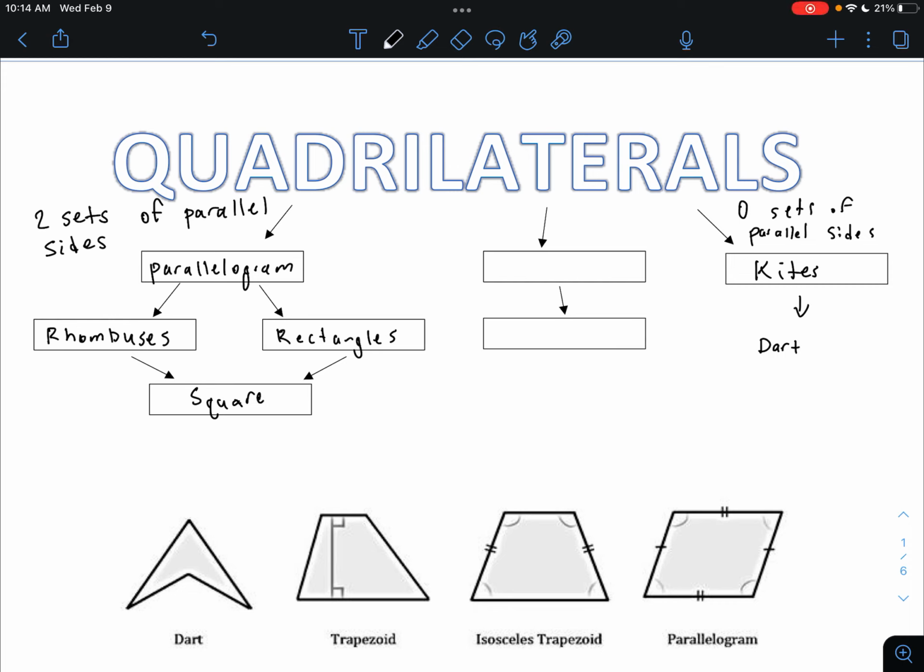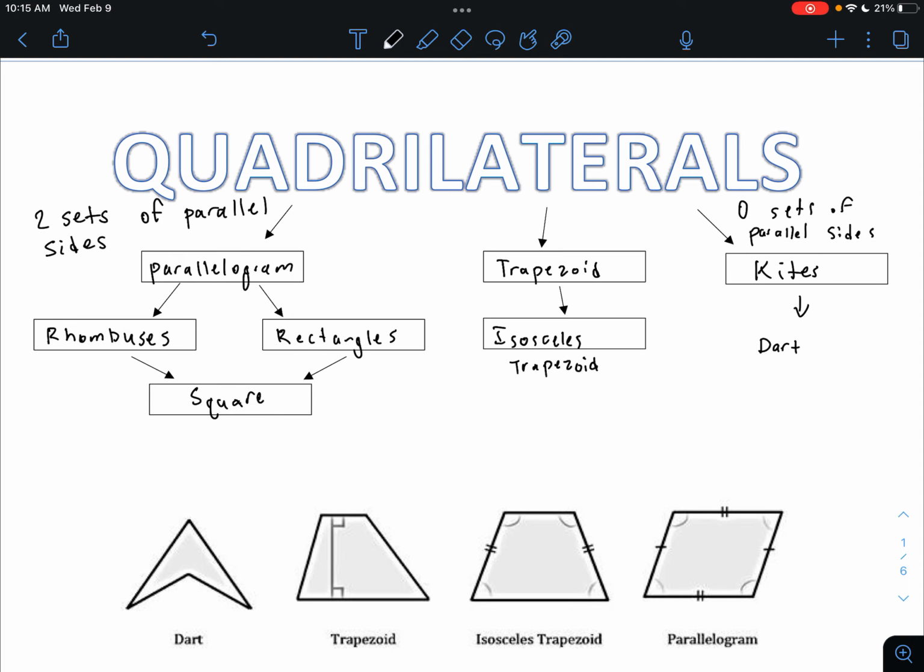Okay, so this is going to be the last lesson in the unit. Today we're going to be talking about trapezoids and their subcategory of isosceles trapezoids. While we're up here, we're going to fill in both of these rectangles. This first one is a trapezoid, and the next one is an isosceles trapezoid.